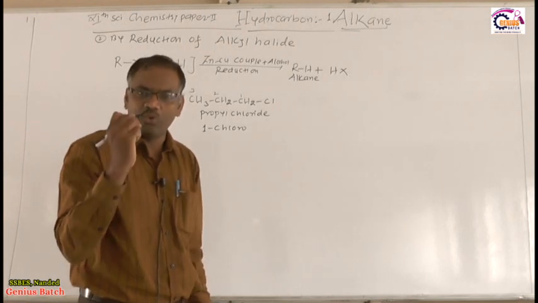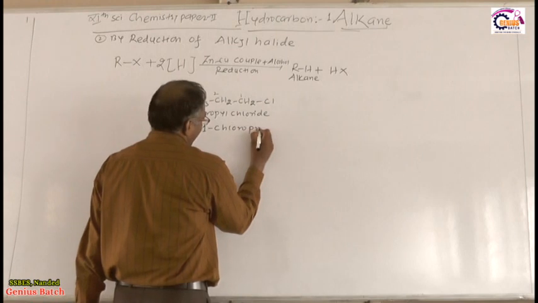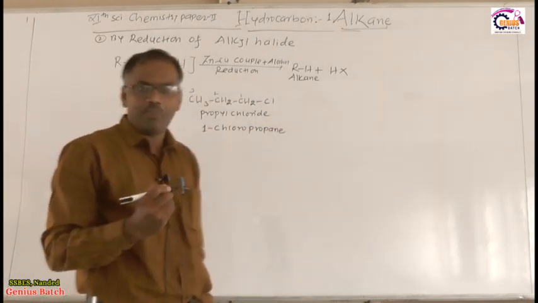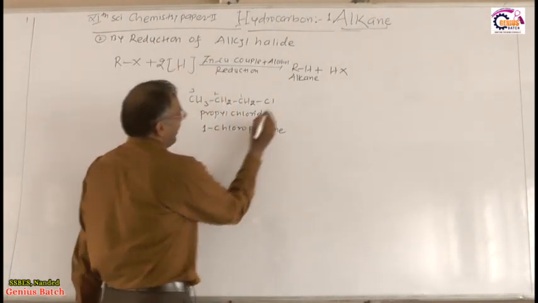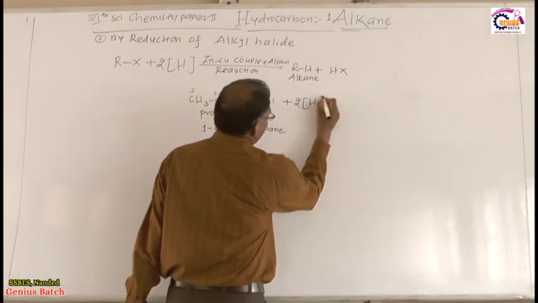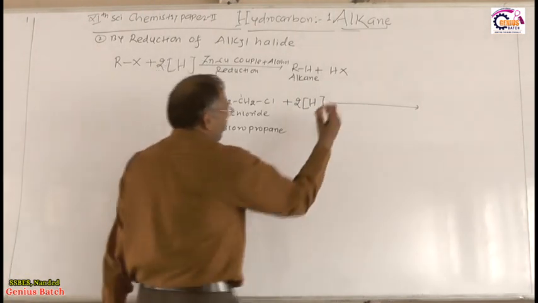Name of functional group, chloro. So therefore 1-chloro. How many carbon atoms are there? 3 carbon atoms are there, so you have to write propane. So therefore the name will be 1-chloropropane. This 1-chloropropane is reduced by using zinc-copper couple and alcohol.